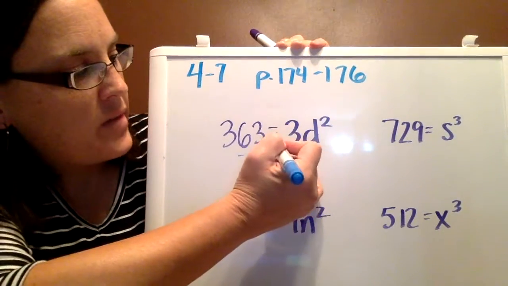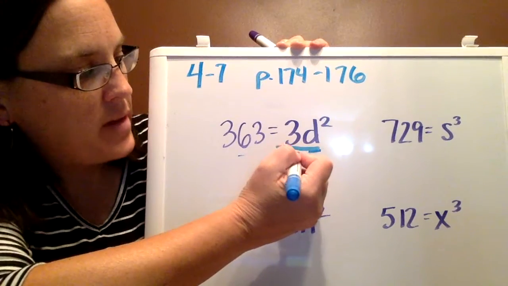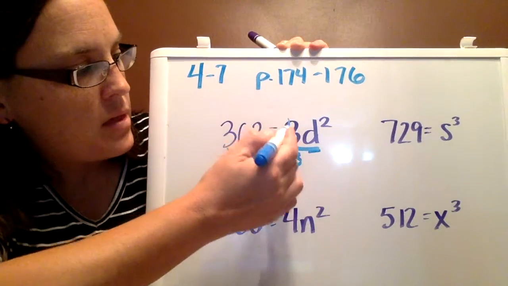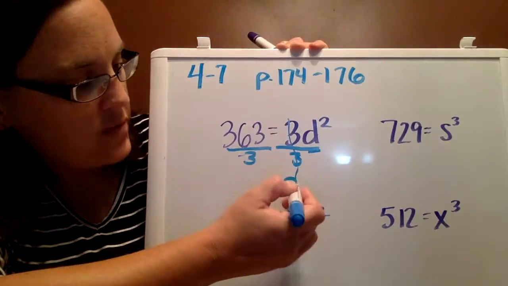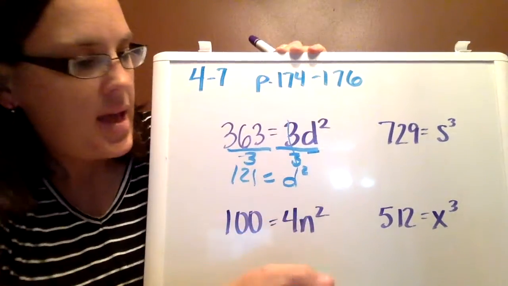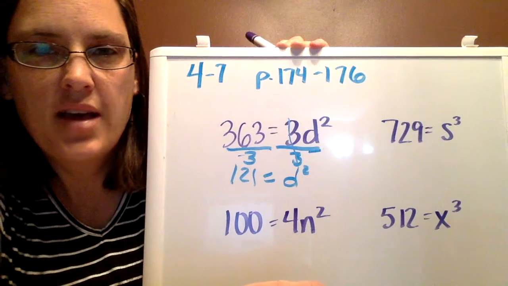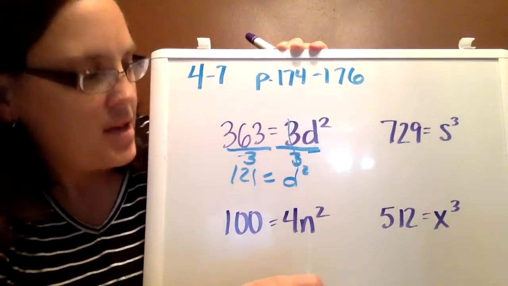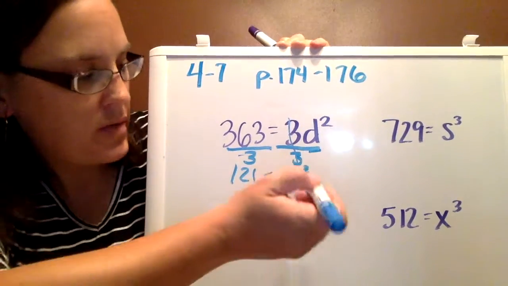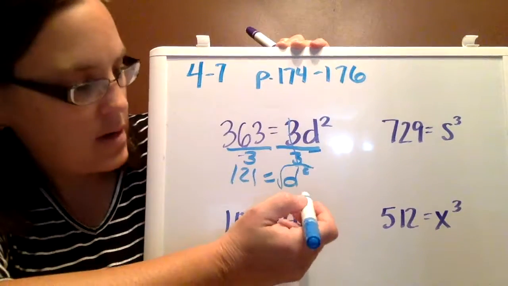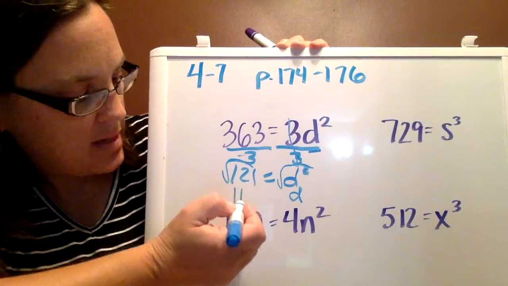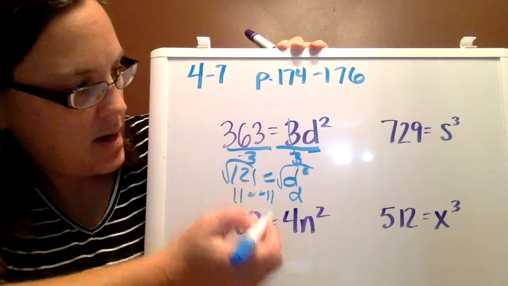So in order to isolate the variable, we're going to get rid of that 3 first by dividing by 3, and whatever we do to one side, we have to do to the other. 3 divided by 3 is 1, so we're left with d squared equals 121. And then if you recall, if you've watched the Ed puzzle video yet, you'll know that the inverse operation of squaring a number is to find the square root of it. So the square root of d squared is d, and the square root of 121 is 11, or negative 11.